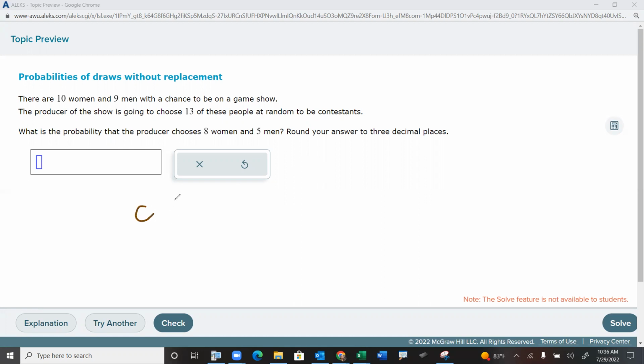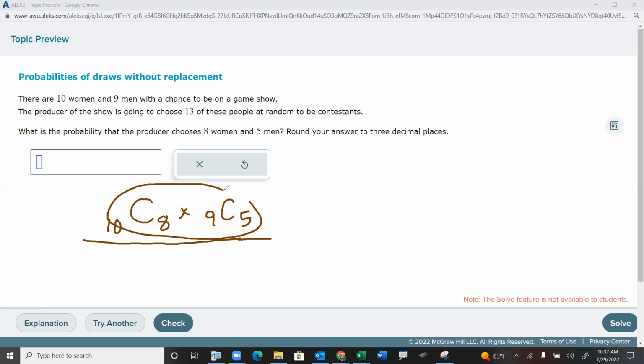All right. Now, this is a probability. So we're going to have a numerator and a denominator. So in the numerator, we're going to say for the women, out of 10 women, we're going to choose 8. And out of 9 men, we're going to choose 5. Okay, so that's the number of ways that this event can happen.